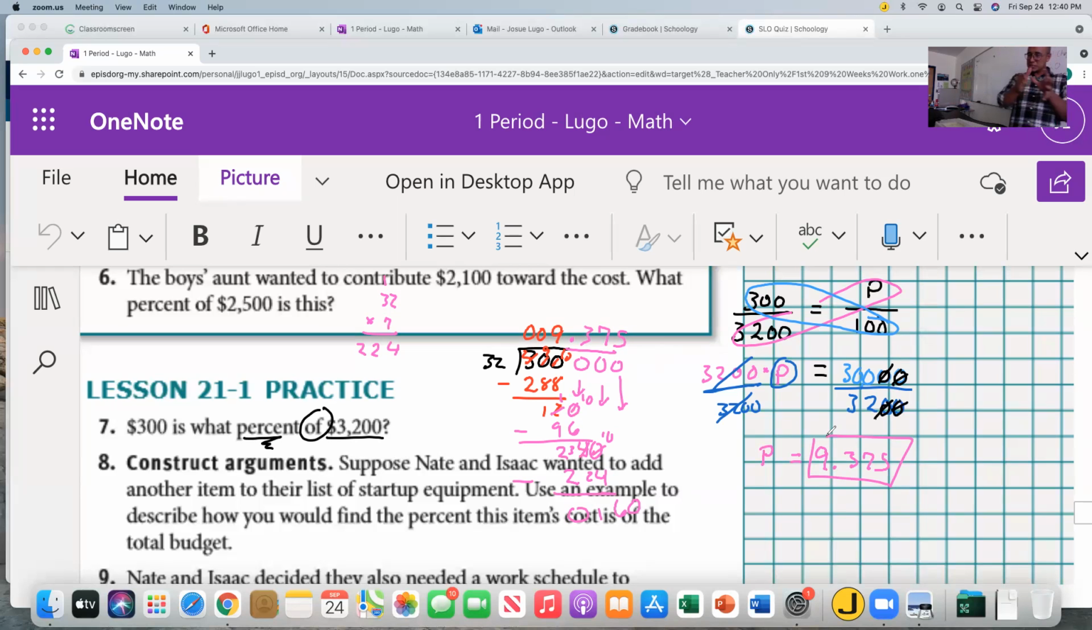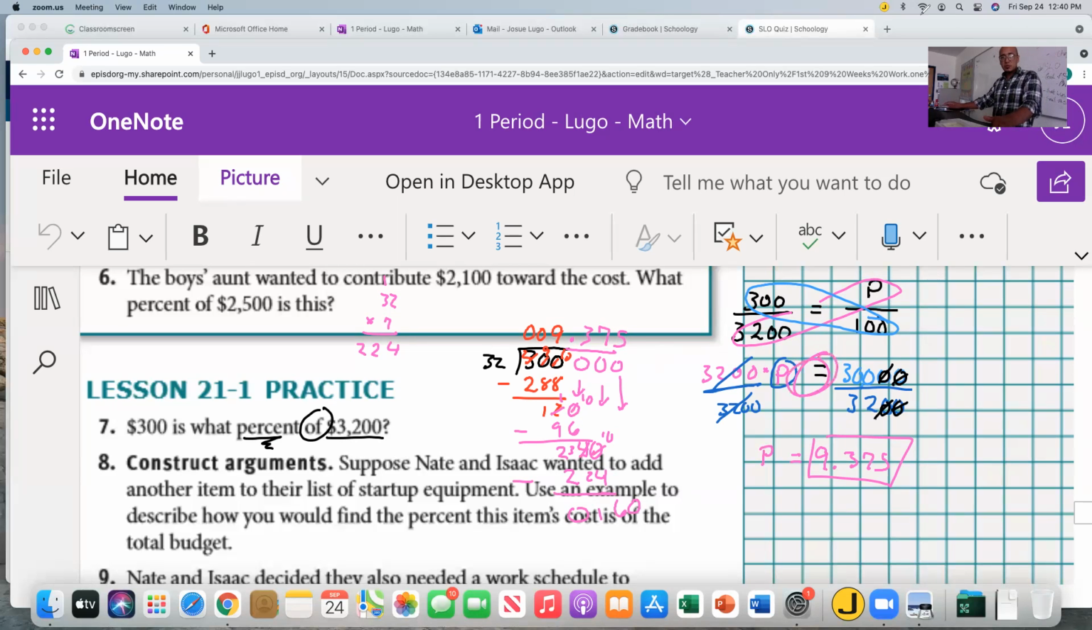Again, the division was the hardest part here, but notice I lined it up. Part over whole is equal to percent over 100. All right, 3,200 is my 100%. 300 is my part, which is equal to the percentage. Number 2, I cross multiplied to make my equation. So 3,200 times P is on one side, 300 times 100 is on the other side of the equation.